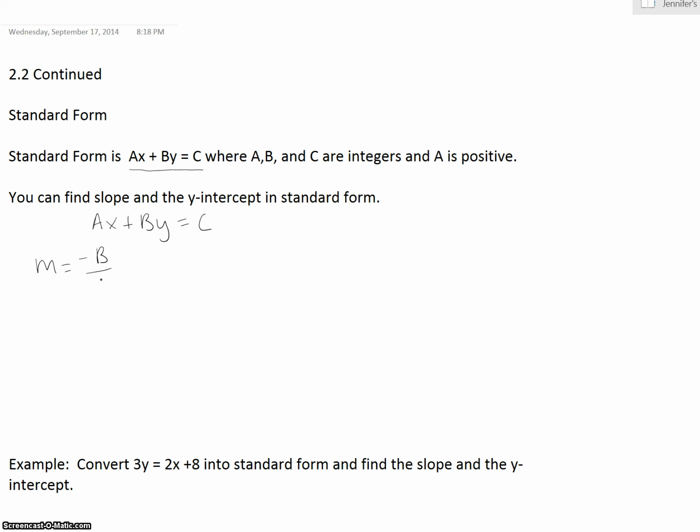Let me try that again. Negative a divided by b.